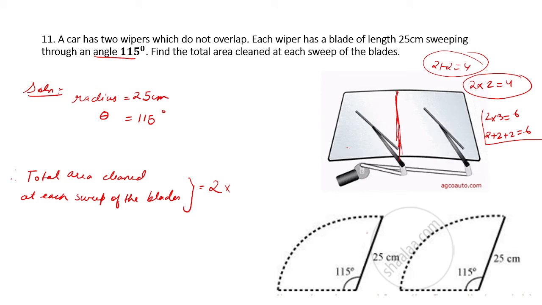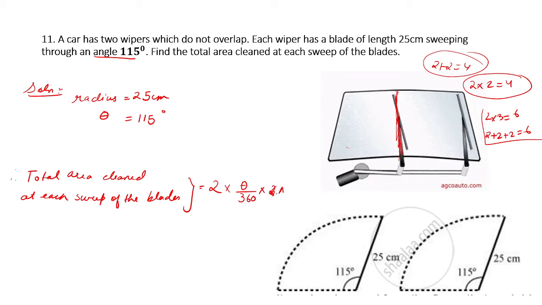If you're confused, you can first find the area of this sector, then find the area of this sector, and then add them up, such that when you add them up, you'll end up getting the total area, right? So the area of a sector is theta by 360 into pi r square. Okay, so let's find it out. So 2 into the value of theta was 115 degree divided by 360. They have not mentioned anything, so we'll take pi as 22 by 7. The radius is 25 centimeter into 25 centimeter. Okay, clear up to this much?